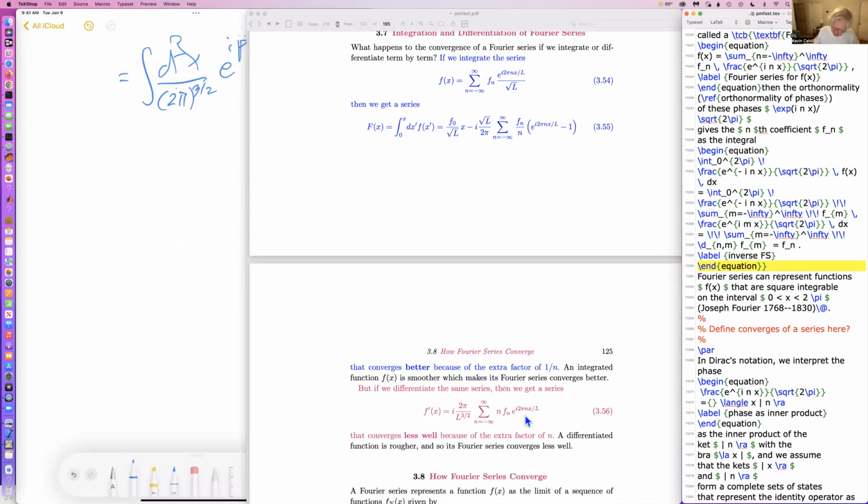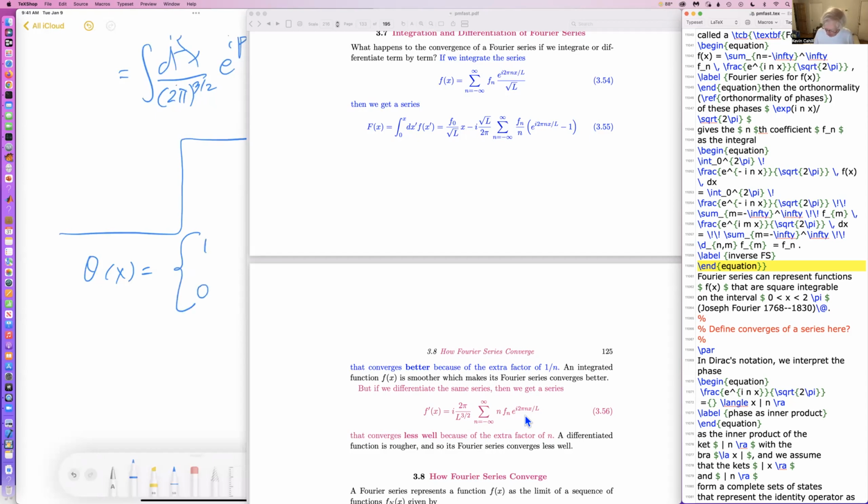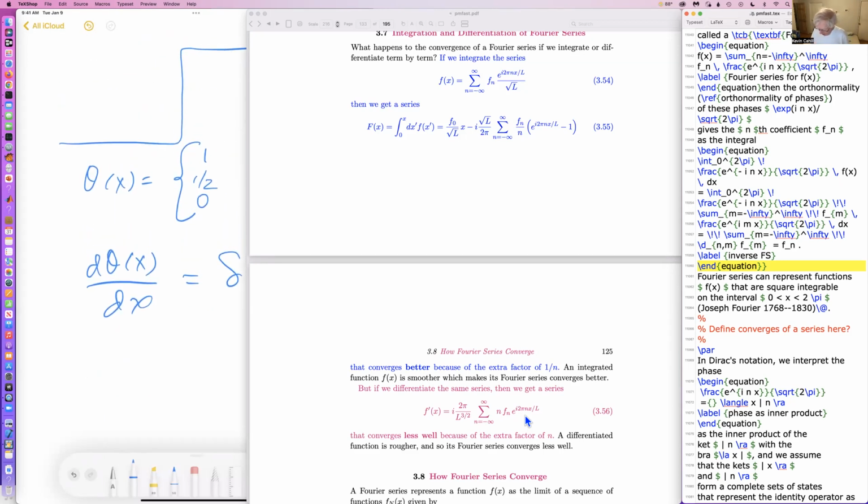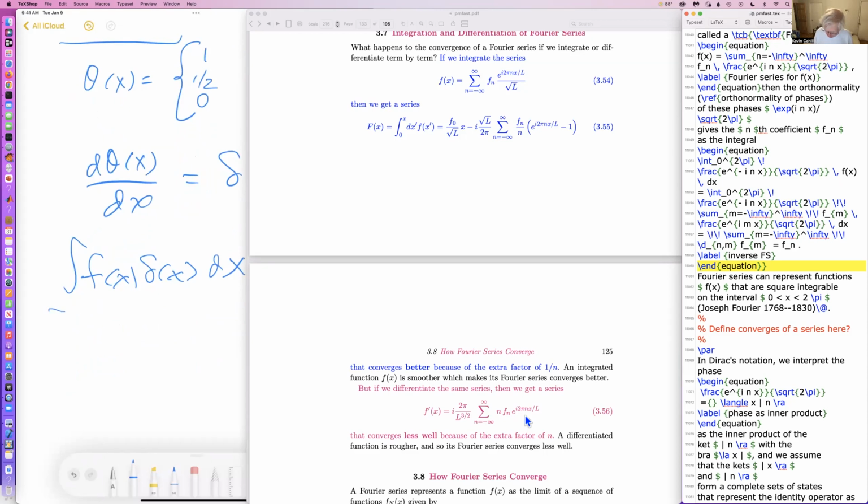In particular, there's a function called the step function, or theta of x, which is 1 for x greater than 0, 0 for x less than 0, and you can say it's 1/2 for x equals 0 if you want. In any event, if you differentiate theta of x, d theta of x dx, well, this is Dirac's delta function. You might say, well, why is that true? Well, because if you integrate, say, f of x delta of x dx from some interval, say, -1 to 1, what you get from Dirac's delta function is f of 0.